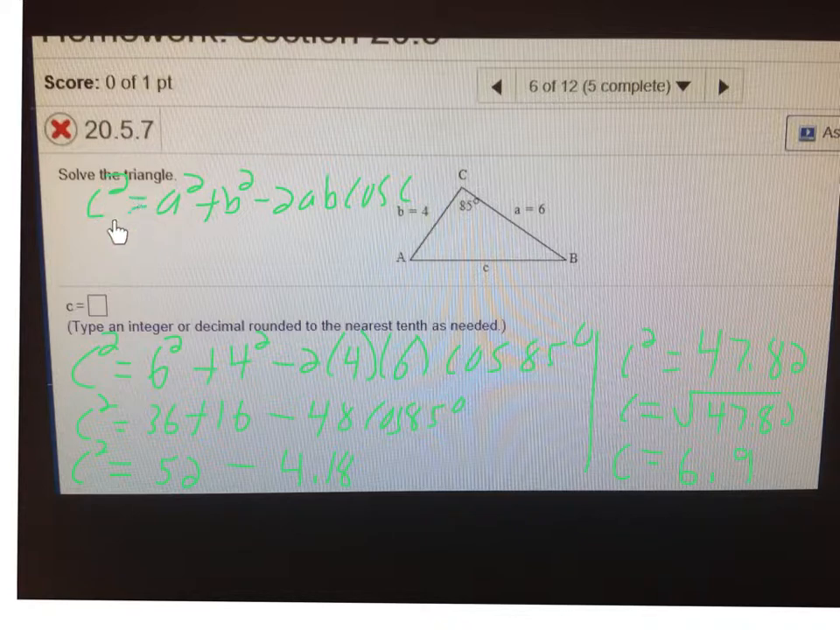You want to solve this triangle for C. This is what you're given. So you have to use the law of sines on this since you don't know an angle and a side opposite. So we want to find C.